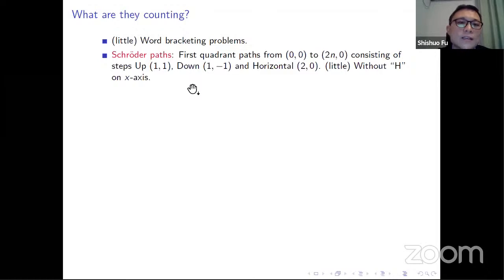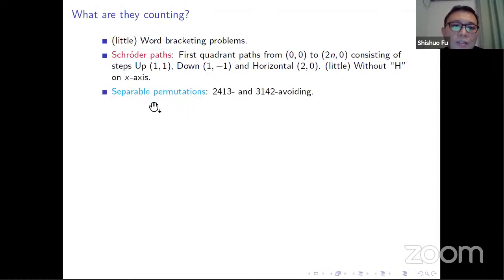Also, more geometrically flavored are the Schroeder paths. You consider a path contained in the first quadrant from (0,0) to (2n,0), consisting of three kinds of steps: up steps, or you can think of them as east to north steps, going in the (1,1) direction, down steps, or horizontal steps. But the horizontal step covers 2 units instead of 1. If it covered 1 unit, that would give you the Motzkin numbers. This gives you the large Schroeder numbers. Remember, the little Schroeder numbers are just half of the large Schroeder numbers, so you need to put some restrictions. If you restrict so that there is no horizontal step along the x-axis, you get exactly the little Schroeder numbers.